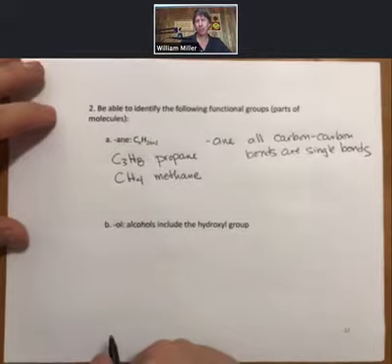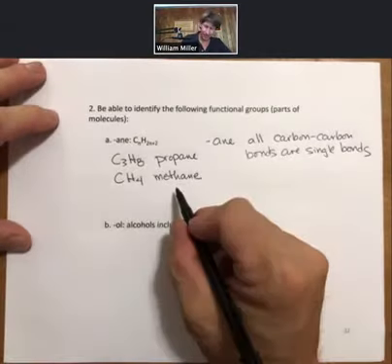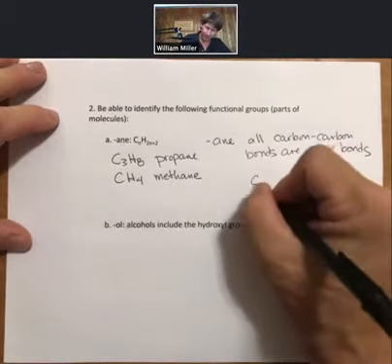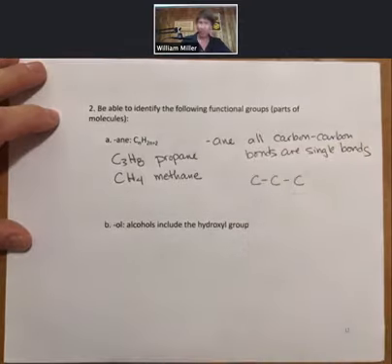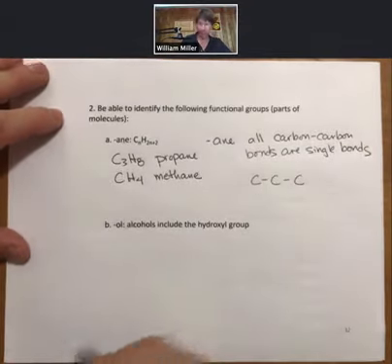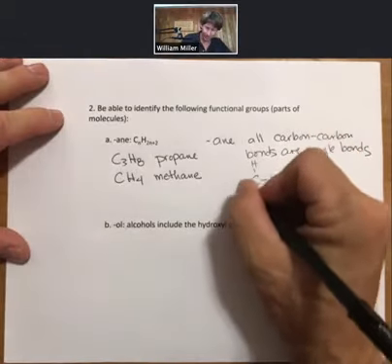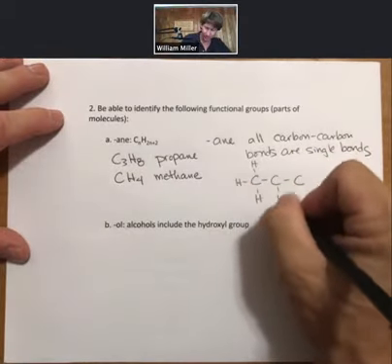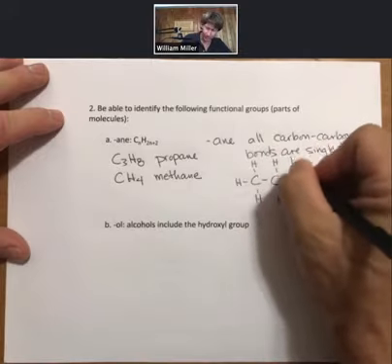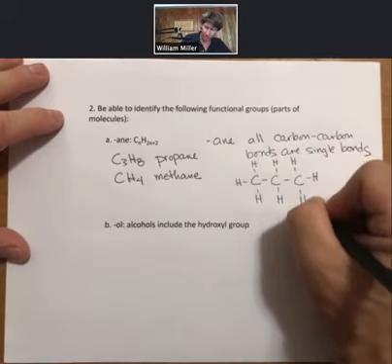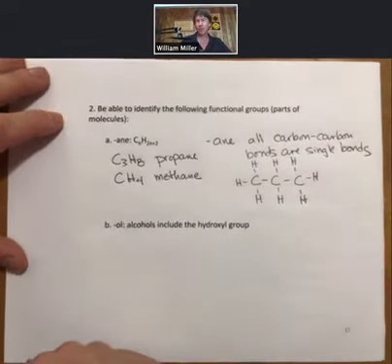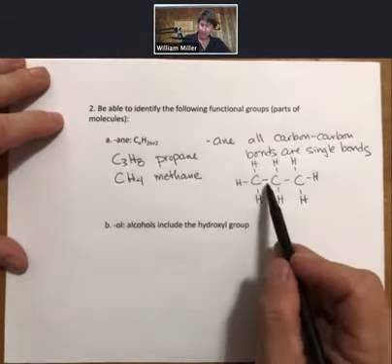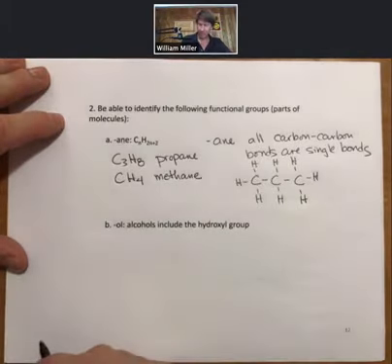All carbon-carbon bonds are single bonds, and that means that in propane, we have 3 carbons, and I'm going to draw the Lewis structure, though we're not there yet in class. In hindsight, and when you look at your notes later, you'll be able to perhaps understand this a little better. But it does have all carbon-carbon bonds as single bonds.